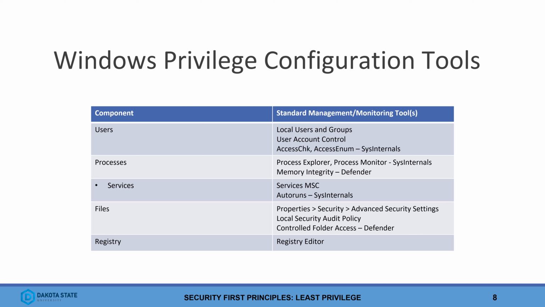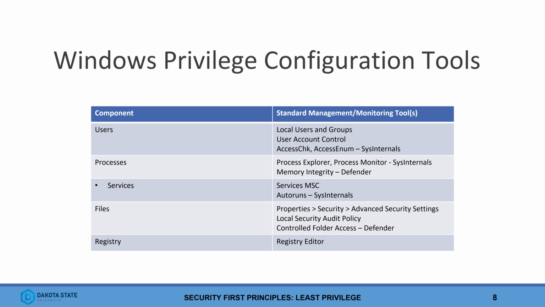For processes, there's Process Explorer and Process Monitor, which are also part of Sysinternals. These applications can view the processes running in your system, as well as the privileges that they are running as and where they started from. A relatively new feature in Windows Defender called Memory Integrity can also protect against process injection. Services, which I'm grouping in with processes here for this case, are also a useful tool to be able to configure in Windows.